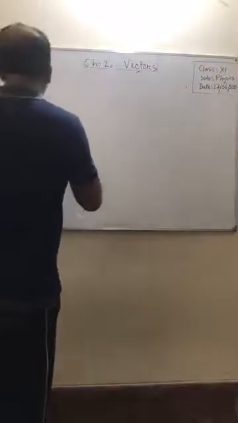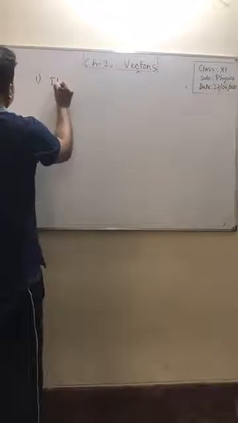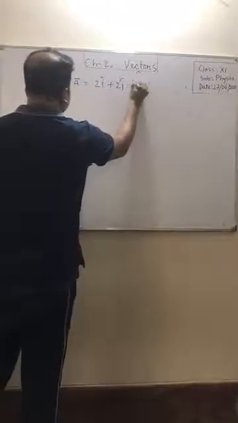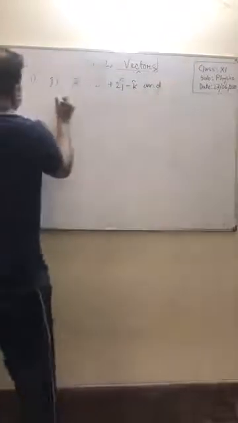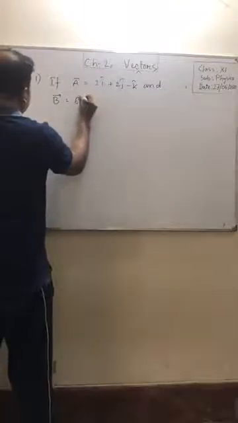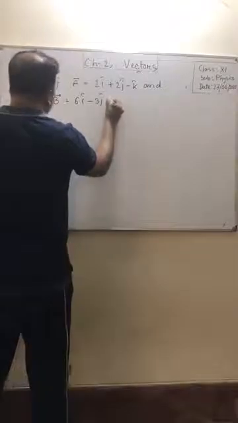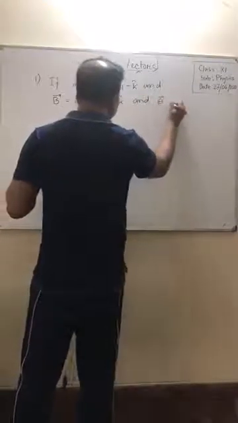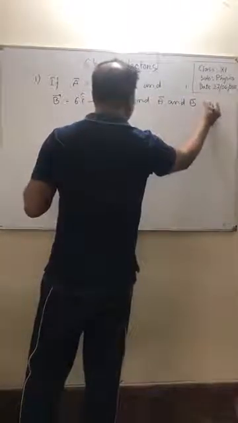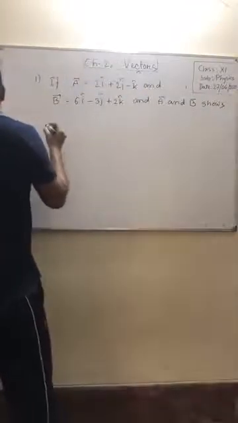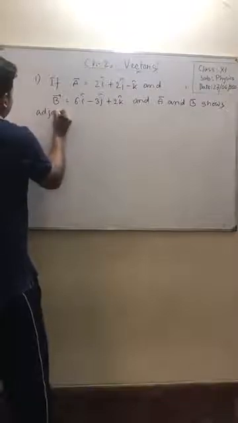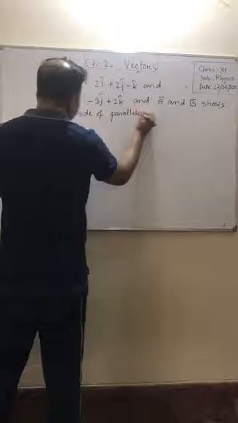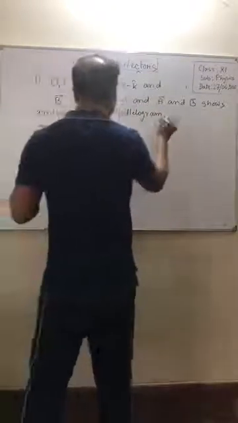Number one: if vector A is twice i plus twice j minus k and vector B is 6i minus twice j plus twice k, and A and B show adjacent sides of a parallelogram, find its area.